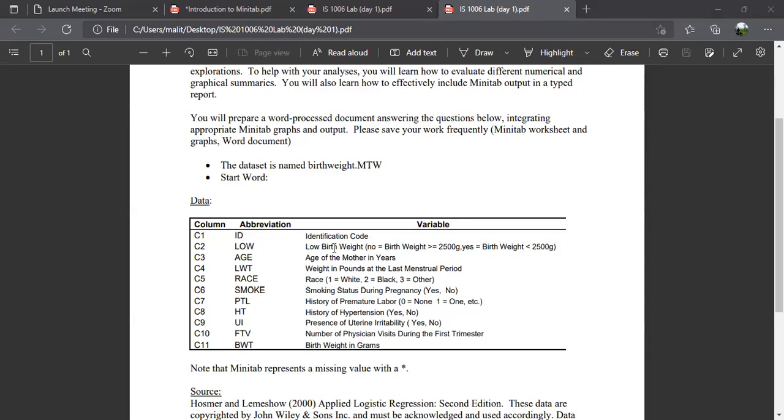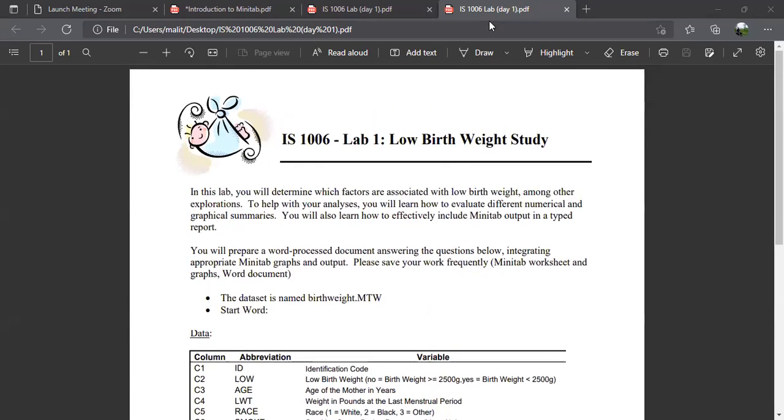So let's try some activities based on this data set, right? Okay. All right.